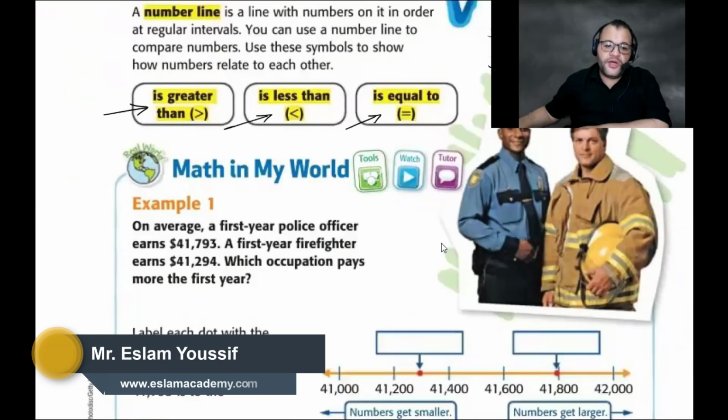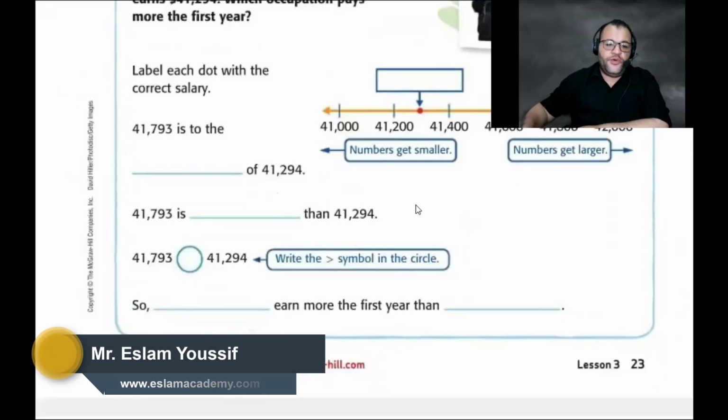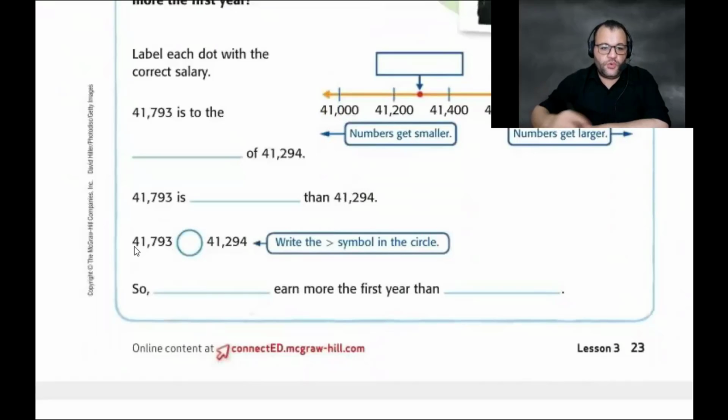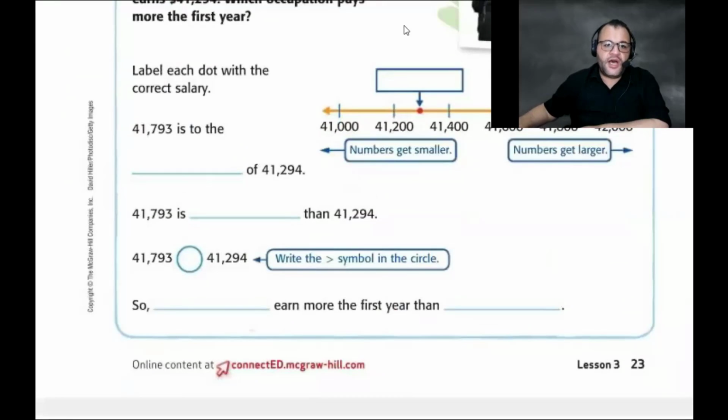So how can we compare two large numbers? If we have 41,793 and 41,294, how can we compare between them? Number one, we need to count the digits. 1, 2, 3, 4, 5. 1, 2, 3, 4, 5. The first number is formed from 5 digits and the second number is formed from 5 digits. Both numbers are formed from the same number of digits.